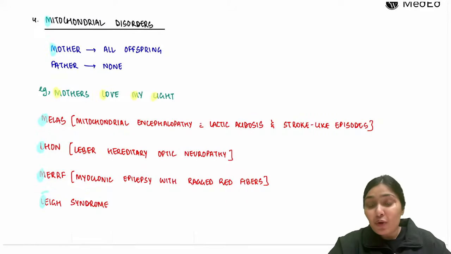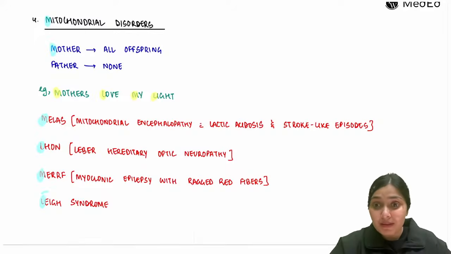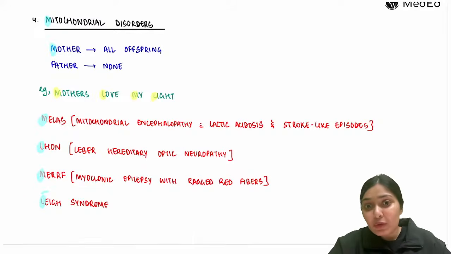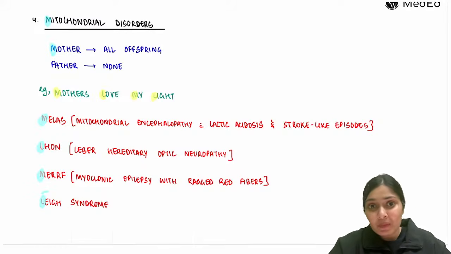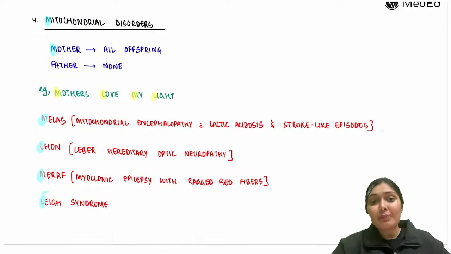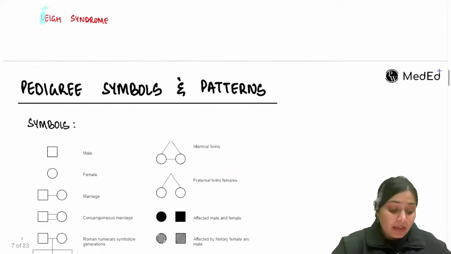And mitochondria, mothers, so the mnemonic here is mothers love my light. M is for MELAS, that is mitochondrial encephalopathy with lactic acidosis and stroke-like episodes. LH for LHON, that is Leber's hereditary optic neuropathy. MRF, myoclonic epilepsy with ragged red fibers, and L is for Leigh syndrome. So these are the 4 major examples of mitochondrial disorders.